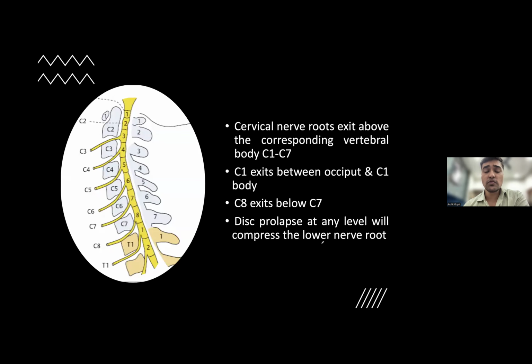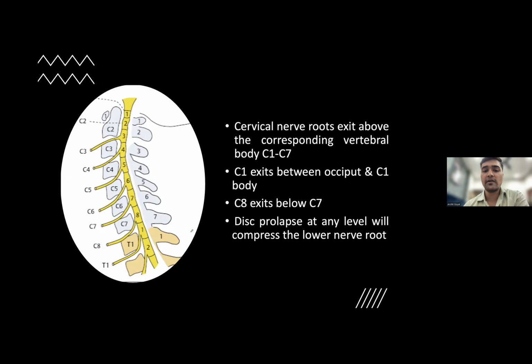The cervical nerve roots: we have seven cervical vertebrae numbered C1 to C7, but we have eight cervical nerve roots numbered from C1 to C8. These cervical nerve roots pass above the corresponding vertebral body. So as we can see, the C4 nerve root will pass above the C4 body, the C5 nerve root will pass above the C5 body, and these nerve roots have a horizontal trajectory, except the C8 nerve root, which will pass below the C7 vertebra and above the T1 vertebra, and after that the T1 nerve root will pass below the body of the T1 vertebra.